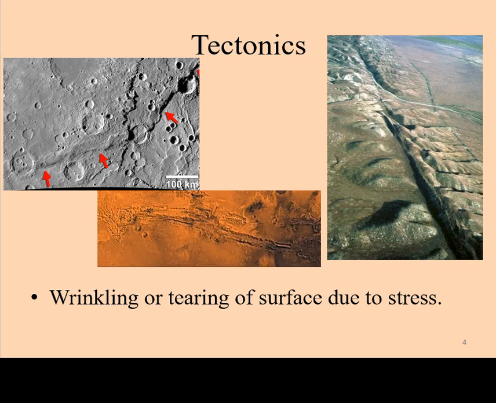Tectonics, deriving from a word that means building, because it builds mountains, is the wrinkling or tearing of a surface due to stress. It is often recognizable as a wrinkly linear feature. There are examples you see before you for Mercury, Mars, and Earth.